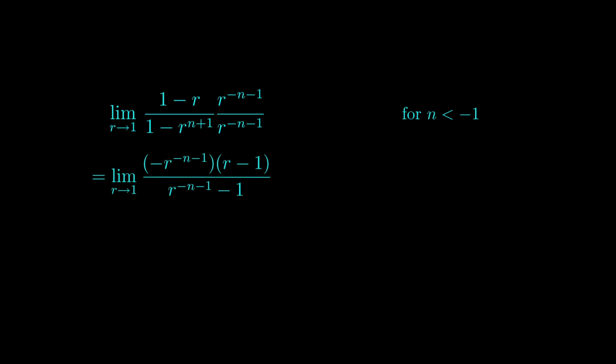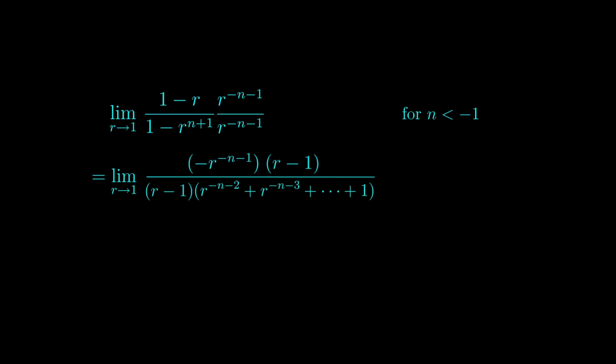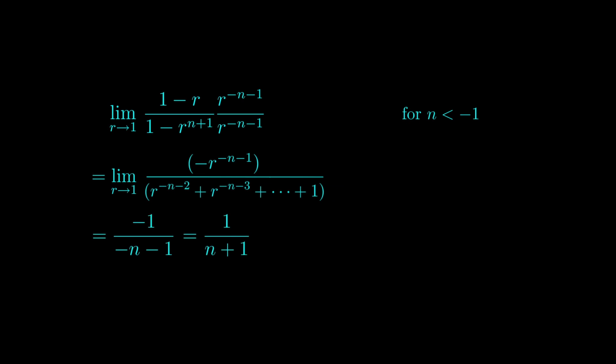To do this, we multiply both numerator and denominator by a power of r to make all powers positive, and now we get this fraction. And of course, we do the same algebraic manipulation and get that this limit is also 1 over n plus 1. And it is not difficult to see how you can generalize the factorization process for n being rational instead.